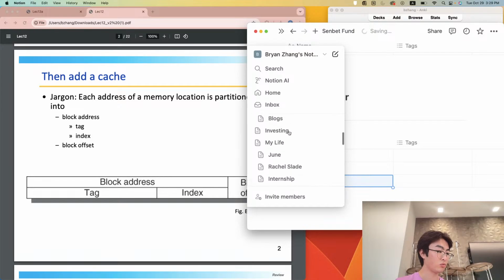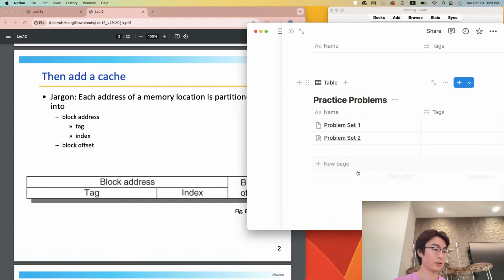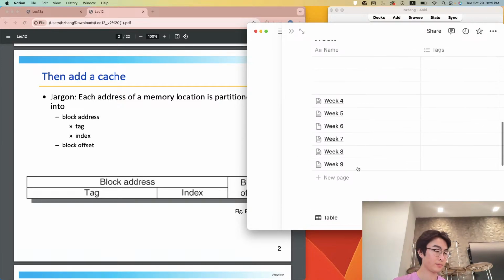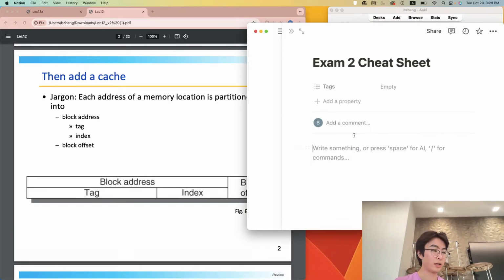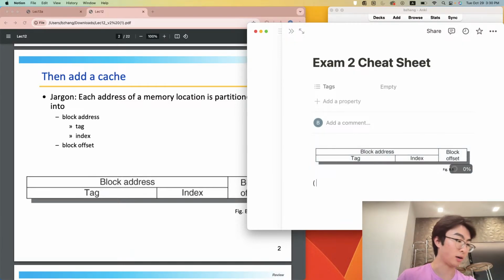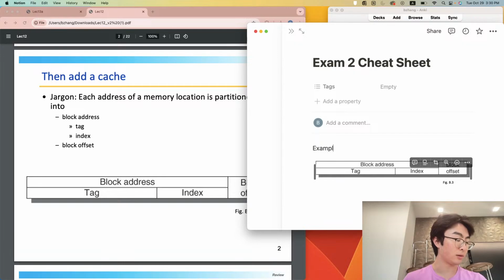Okay, let's do UMD computer system architecture exam 2 cheat sheet. Okay, so this is, I believe, you take a memory address, right? And this is a sample of how a cache reads a memory address.